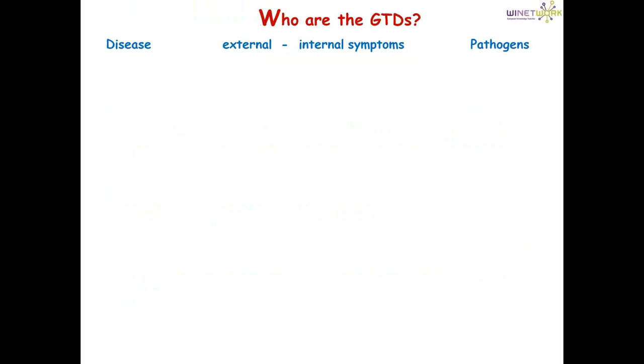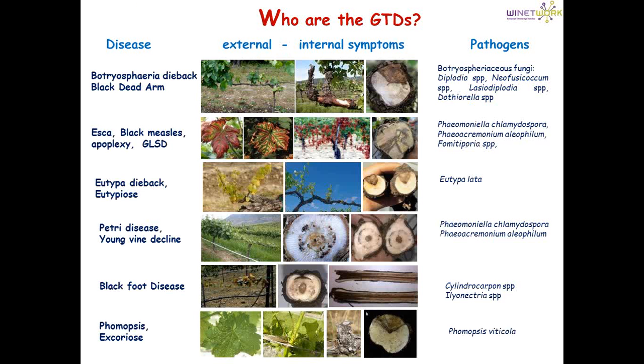Who are the GTD? In this slide, you can see what we consider GTD, their symptoms, both external and internal, and main pathogens. For instance, we have Botryosphaeria dieback, also called black dead arm, caused by pathogens belonging to the Botryosphaeriaceae, species like Diplodia, Neofusicoccum, Lasiodiplodia, or Dothiorella. ESCA, black measles, apoplexy, grapevine leaf stripe disease, caused by fungi belonging to Phaeomoniella, Phaeoacremonium, and Phomitiporia species.